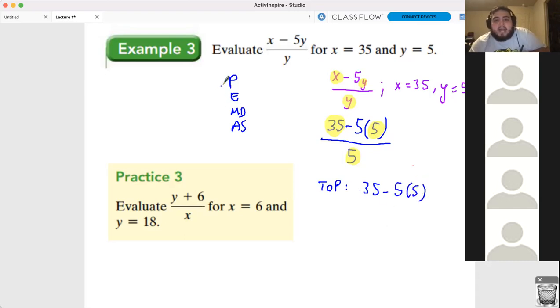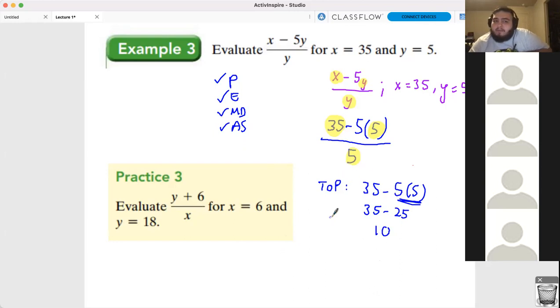The P means that there's something inside of parentheses. These parentheses just mean multiplication, like the dot, so this is not P. We're good with P. There's nothing to simplify, and there are no exponents. Now we multiply and divide from left to right. So 35 minus 5 times 5. We multiply these two: 5 times 5 is what? 25. That is correct. So we're done with multiplying and dividing. Now we add and subtract from left to right. What's 35 take away 25? 10. That is correct. So now the top is done.